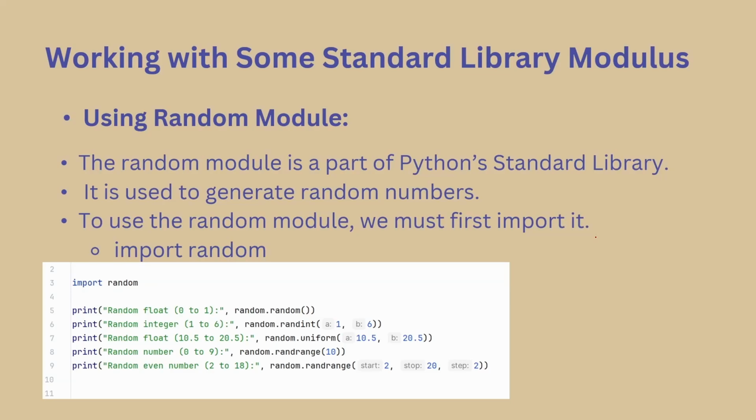The next topic is working with some standard library modules. First is the random module. The random module is a part of the Python standard library. It is used to generate random numbers. To use the random module, we must first import it, like import random. When we say import random, the random module gets imported.